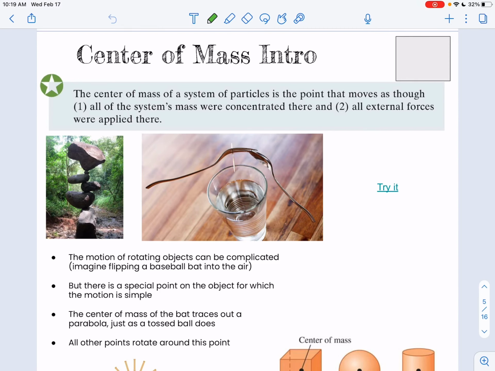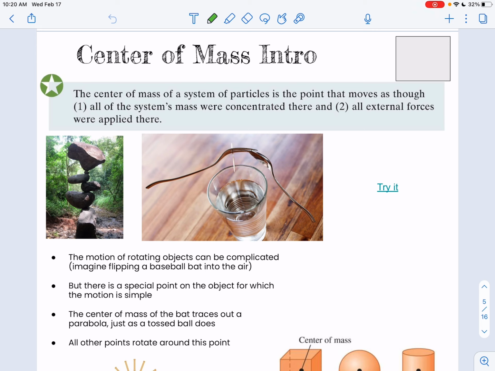All right, so this is center of mass. Basically, introduction-wise, the center of mass of a system of particles is a point that moves as though all of the system's mass were concentrated there and all the external forces were applied there. So basically, you're just trying to think of, almost like we always do, all of the mass being concentrated at one single point in the object.